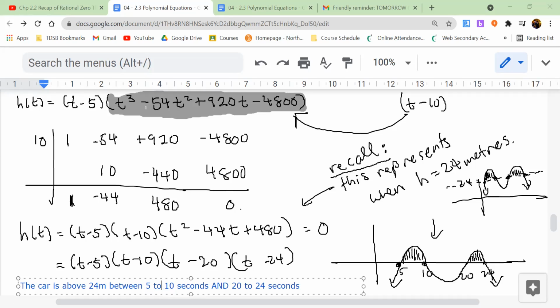In total, I will be above 24 meters for 9 seconds of the entire ride.